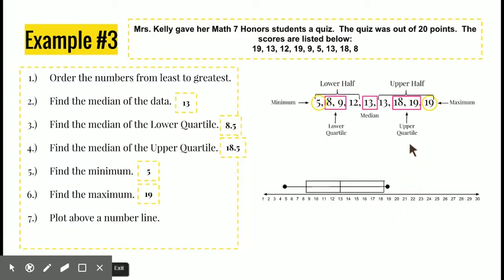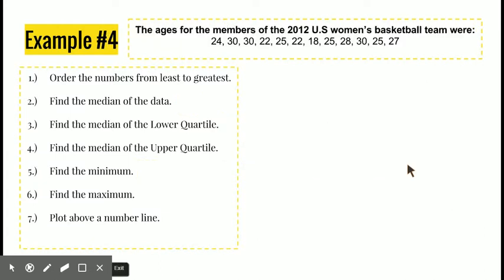So as you can see, there's very little math, and it's actually just kind of finding the information and writing it out. Last thing I want to do is go over one final example. That way you can go through this one more time with me on this box and whisker plot.